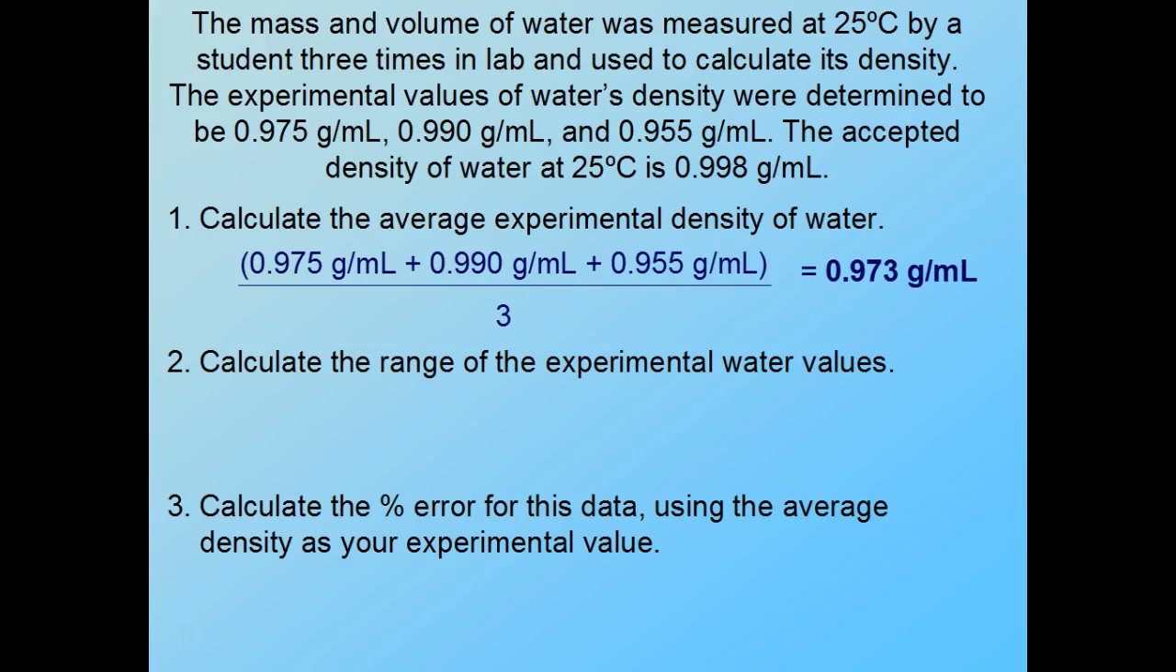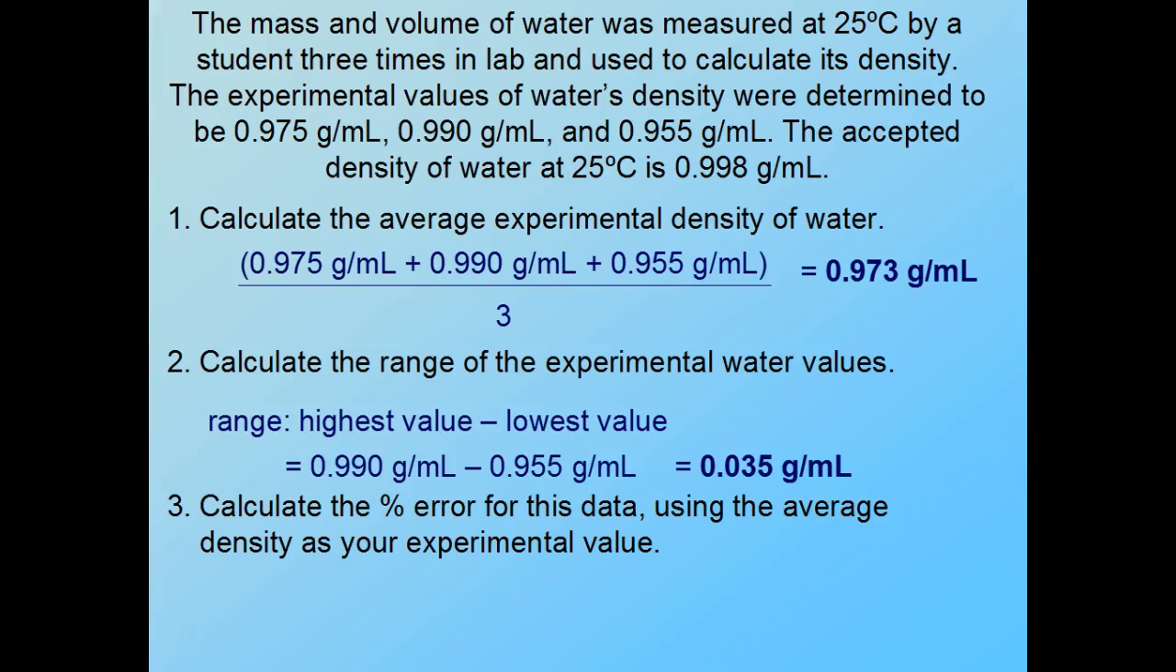The range is the difference between your highest and lowest value. Your highest is 0.990 and your lowest is 0.955. And so that gives me a range of 0.035. All right, and when we compare that 0.035 to our average, it's a very small percentage of that average value. So although you may look at those and go, I'm not so sure those are super precise, they actually are fairly precise based on the data that we have available.